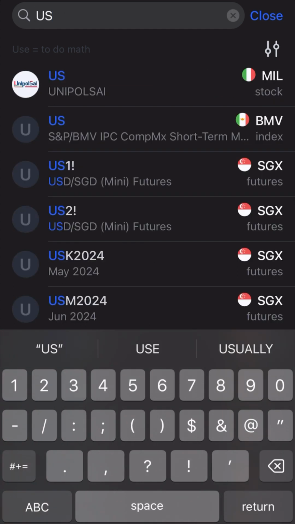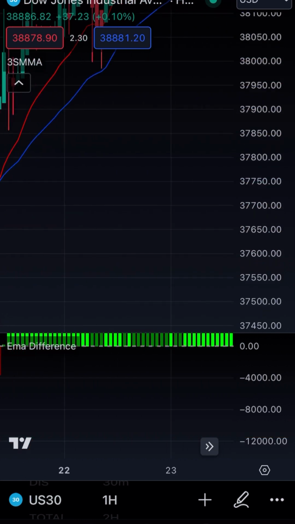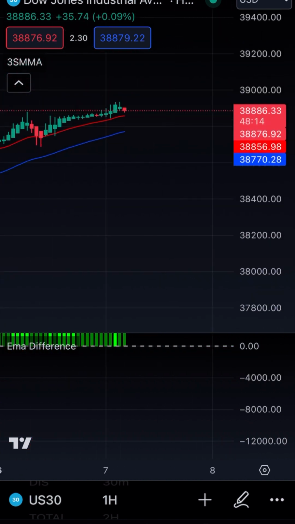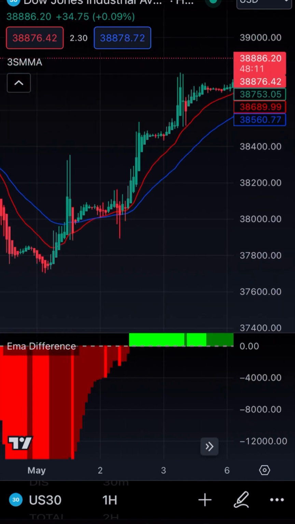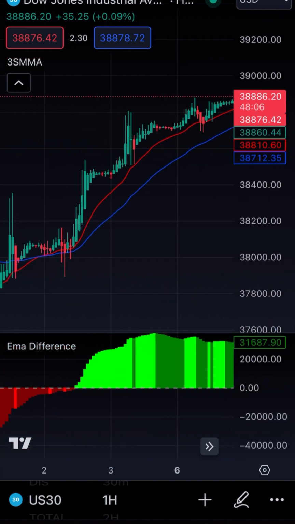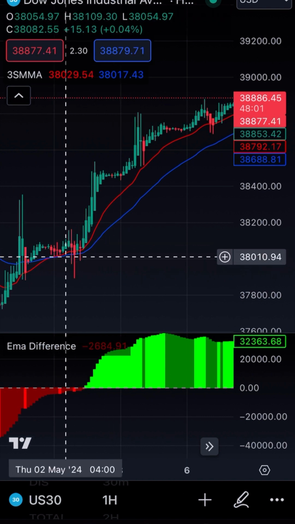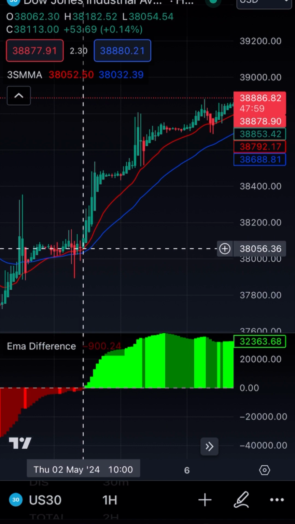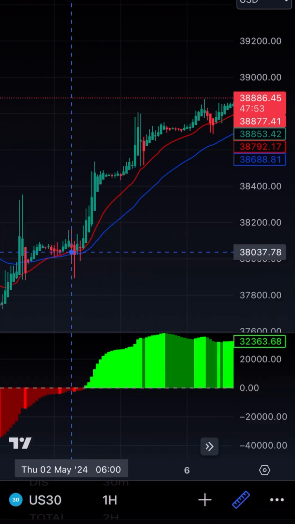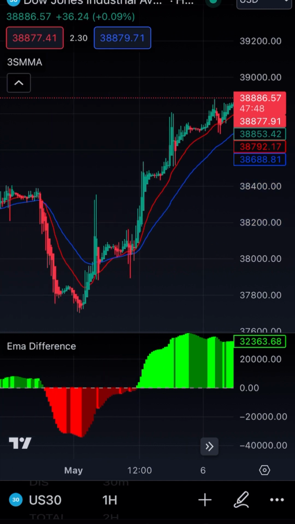Let's look at the US 30 because it's something I don't talk about a lot. But if you understand the US 30, you could probably make a lot. So let's just follow the same formula with the US 30. Okay, so we see it crossing right here, and we also see it crossing pretty close to the EMA difference. So you can ride this whole thing out from about here to probably when it crosses again.